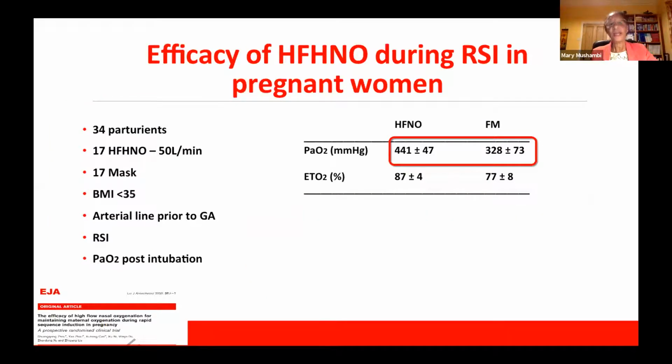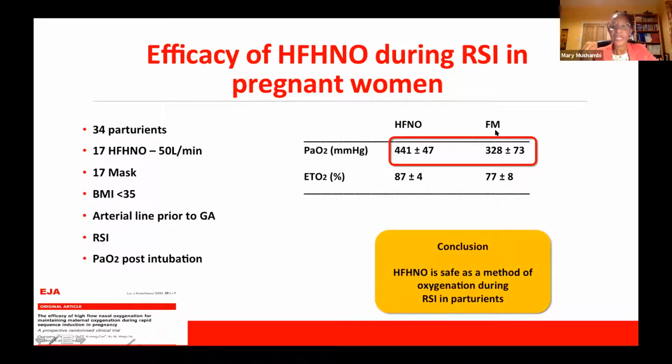And of course, we can also use high flow nasal oxygenation. And of course, we now fortunately have this evidence from this paper published in the European Journal of Anaesthesiology, where they did blood gases post-intubation comparing high flow nasal oxygenation and face mask, and showed that we can now say high flow nasal oxygenation is a safe method of oxygenating.